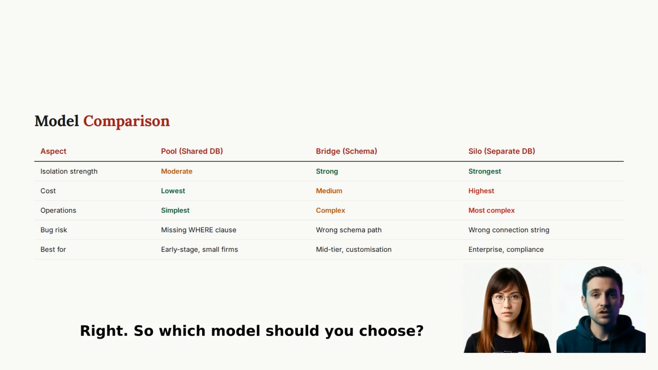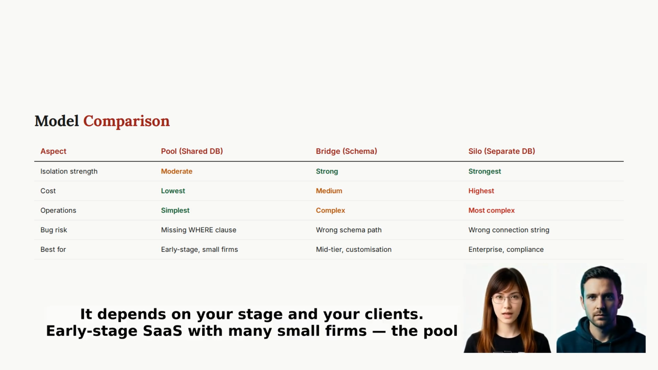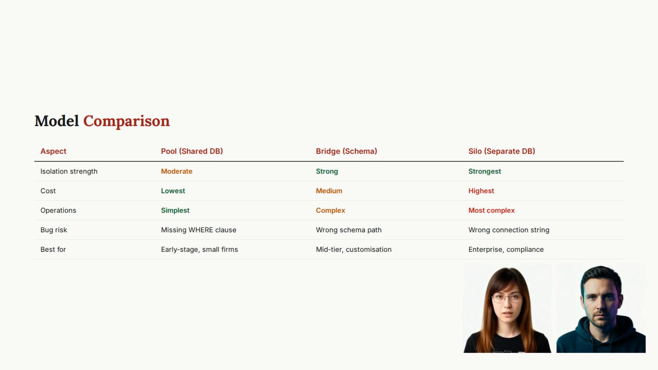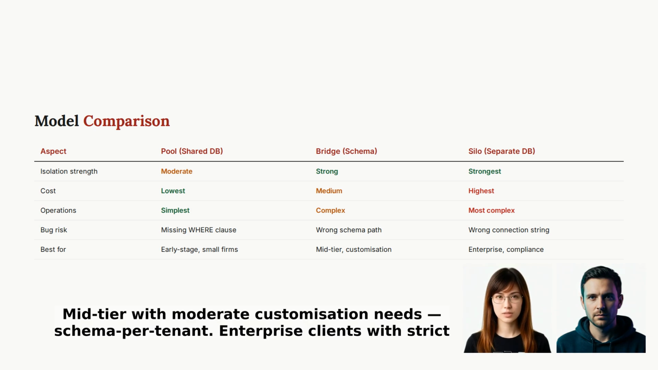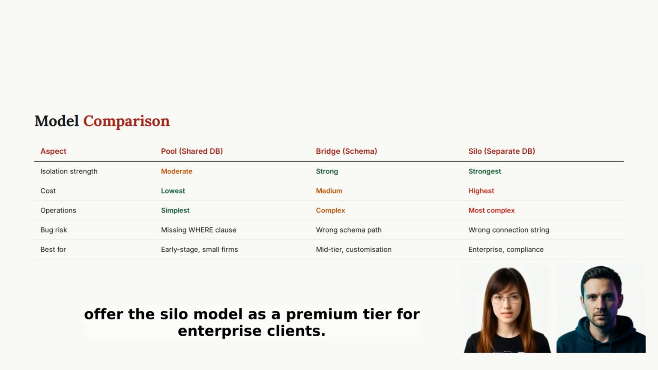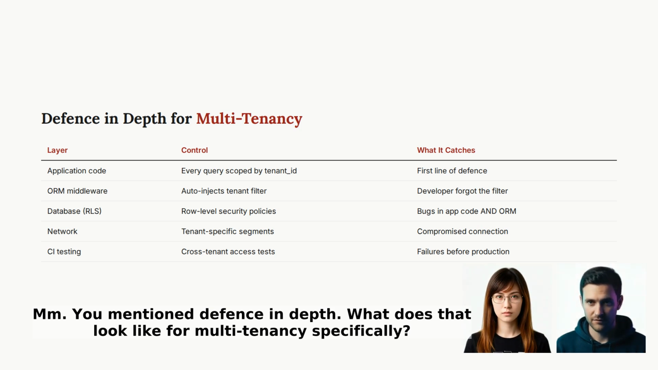Right. So which model should you choose? It depends on your stage and your clients. Early stage SaaS with many small firms, the pool model with row-level security is cost-effective and secure enough if you implement RLS correctly. Mid-tier with moderate customization needs, schema per tenant. Enterprise clients with strict compliance requirements, database per tenant. Many platforms start with the pool model and offer the silo model as a premium tier for enterprise clients. You mentioned defense in depth.